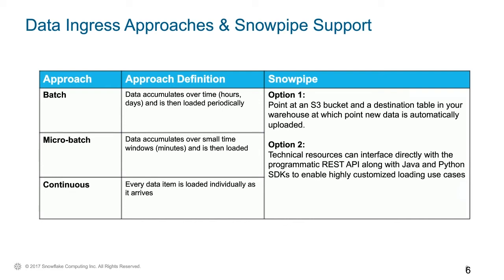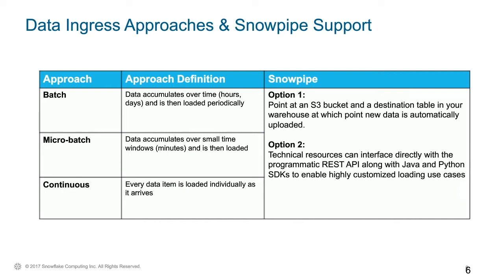So in this case, you would still stage your files in an S3 bucket, but then you would invoke the actual loading through a call into a REST API that Snowpipe provides. And you can write your applications against the REST API itself. We're also providing Java and Python SDKs that make it a little bit easier. Option 2 is available today for customers that are running Snowflake in the US West region. And option 1 we are going to launch in a couple of weeks in January.